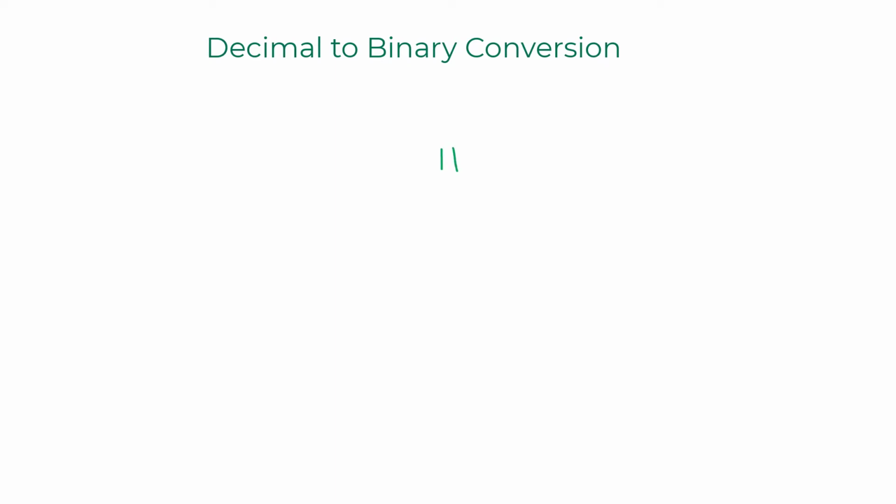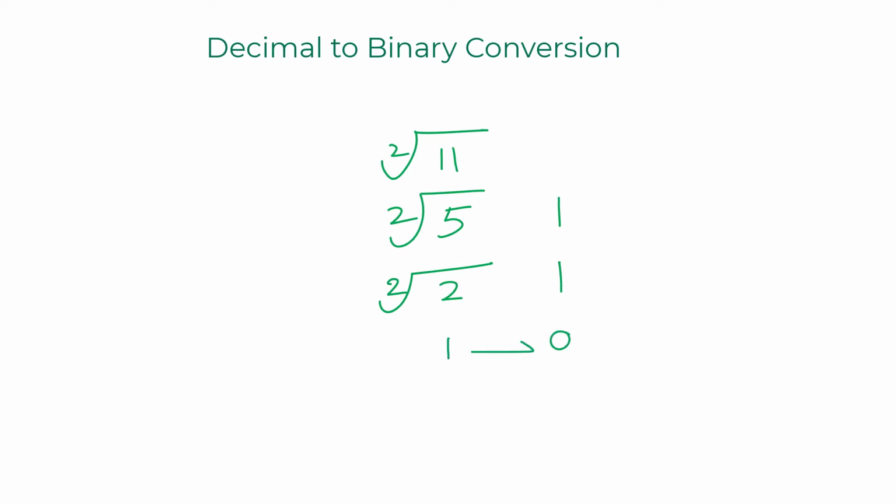All right, with this last example, we're going to solidify our understanding of decimal to binary conversion. So 11 divided by 2, I have 5 with the remainder of 1. 5 divided by 2, I have 2 with the remainder 1. 2 divided by 2 is 1 with the remainder 0. So I'm going to write out the pattern. It's 1, 0, 1, 1. So 11 corresponds to the binary pattern 1, 0, 1, 1.